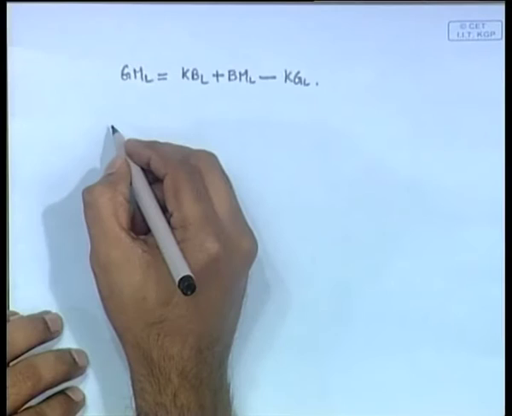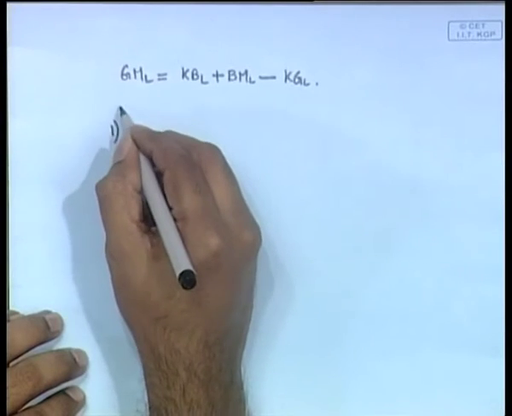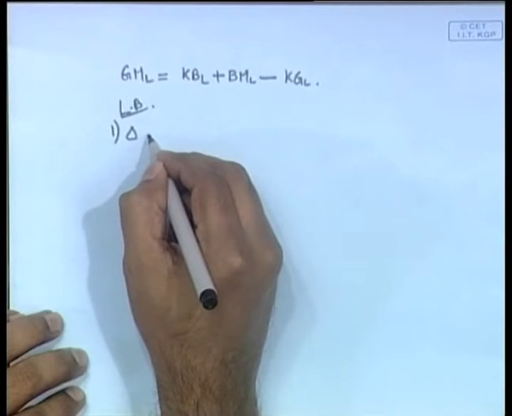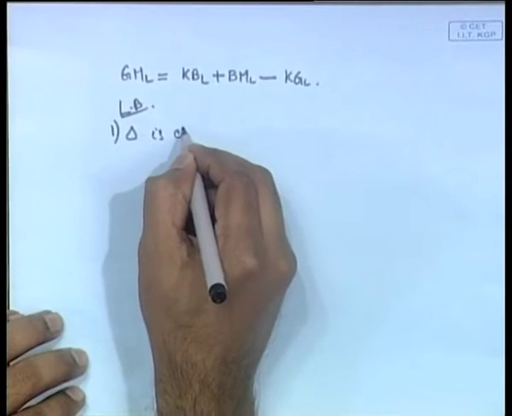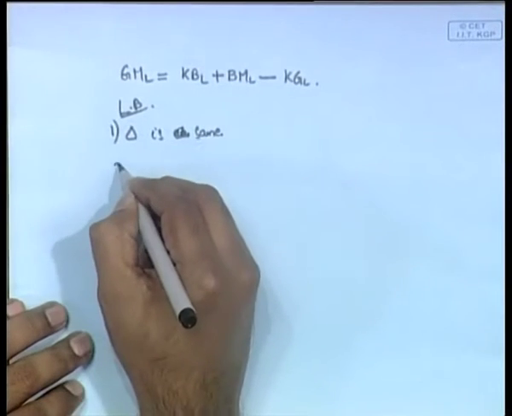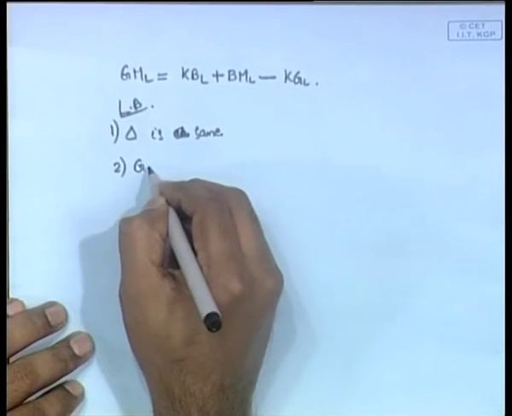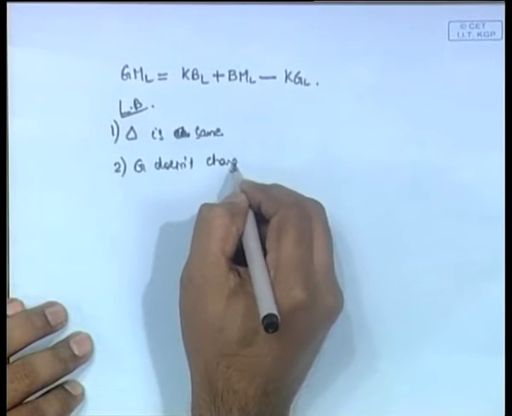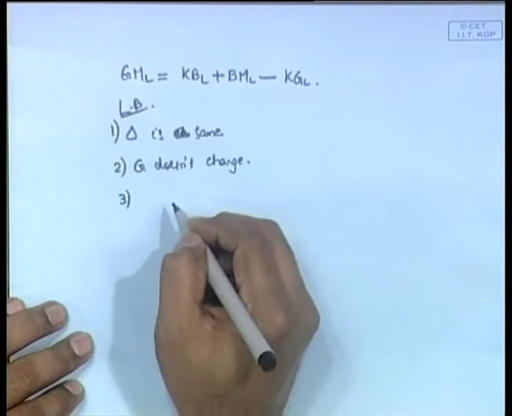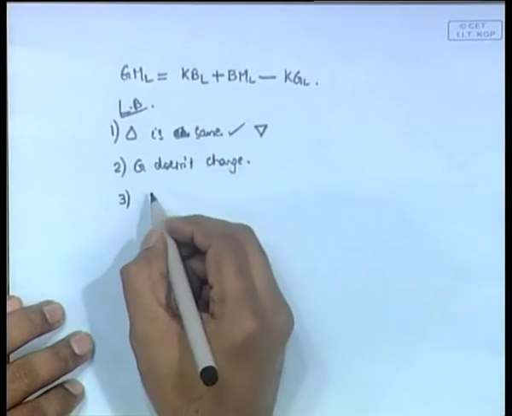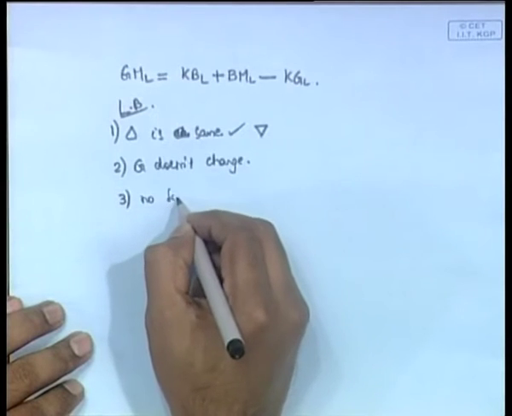So, what I wrote last class was very important, that is like this, in the loss of buoyancy method, delta does not change, G does not change, then delta remains the same, means del remains the same, G does not change, then there is no free surface. This you should not take.